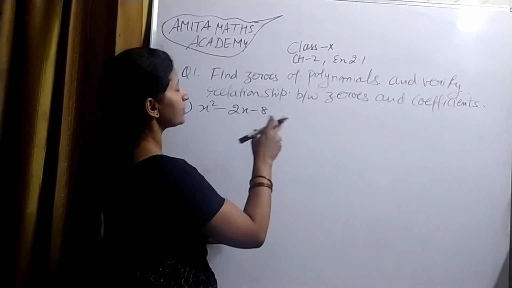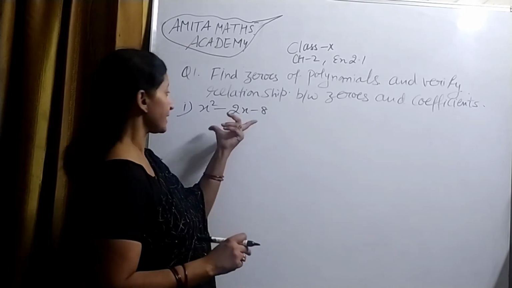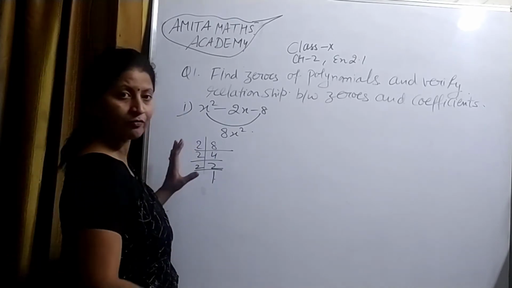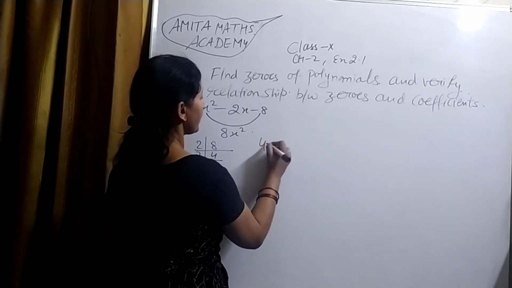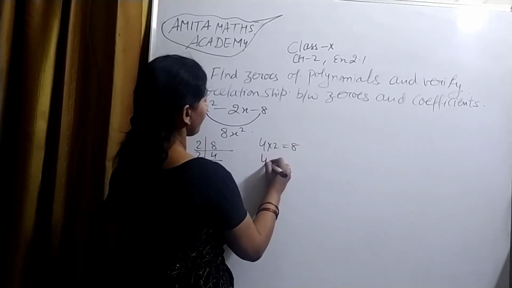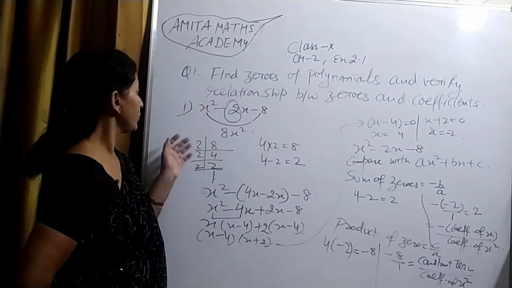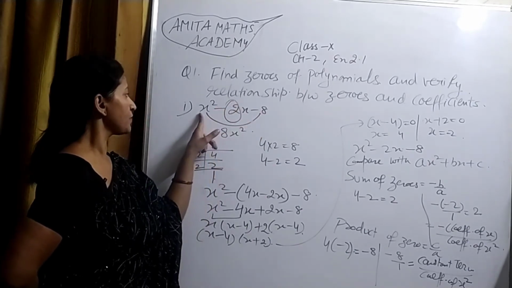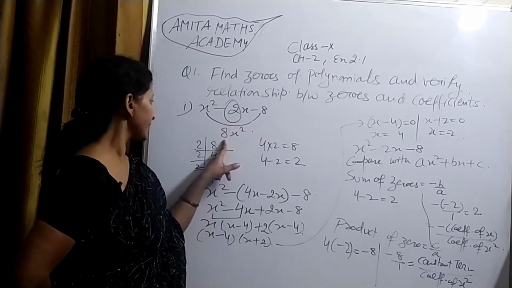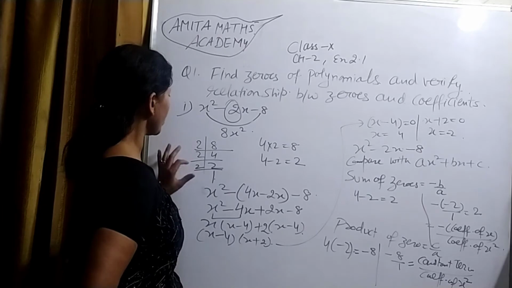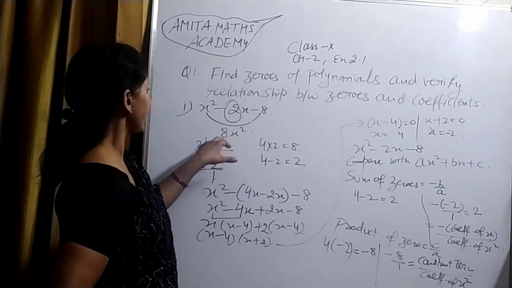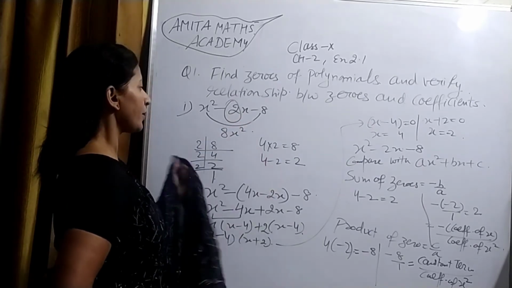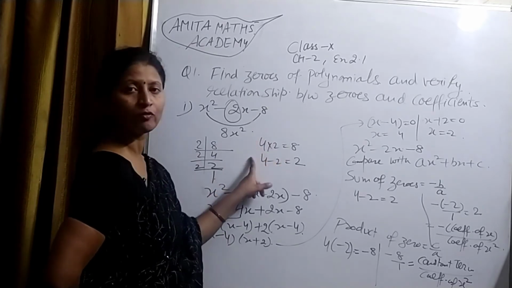So first we will find the zeros. In order to find the zeros, we have to factorize the given quadratic by splitting the middle term. It is my quadratic equation x square minus 2x minus 8. I multiply the first term and the third term, which gives 8x square. I have to break the middle term like this, so that the product will be 8 and the difference will be 2. So I got the numbers 4 and 2: 4 times 2 is 8, and 4 minus 2 is 2.